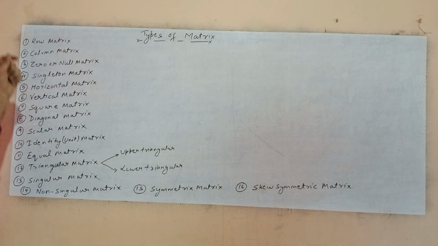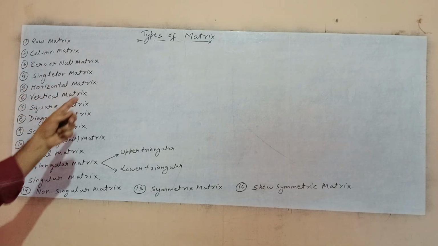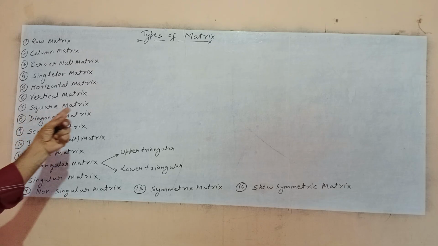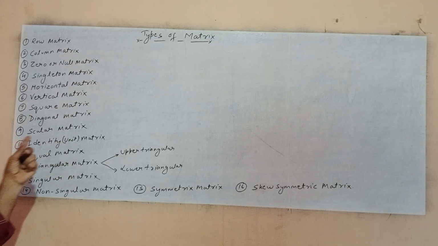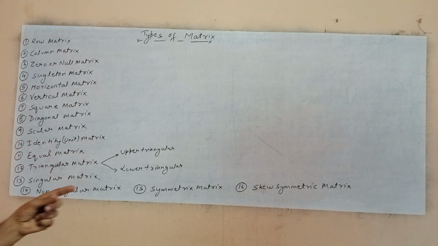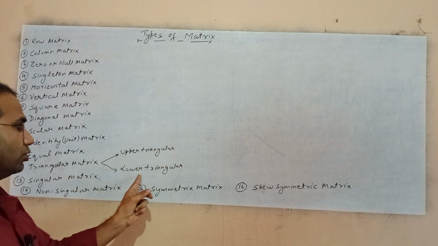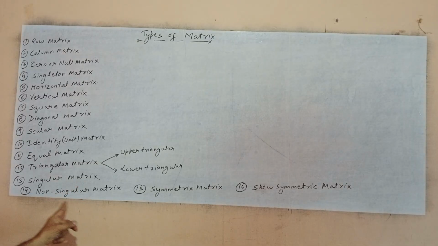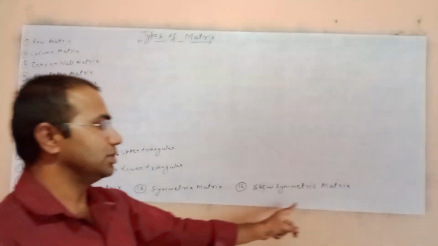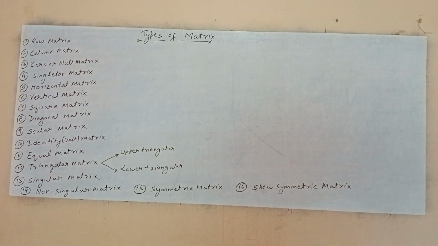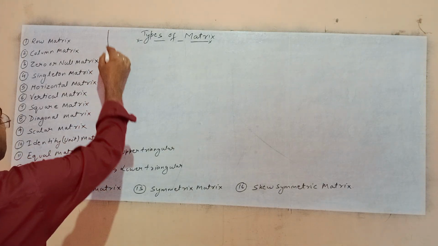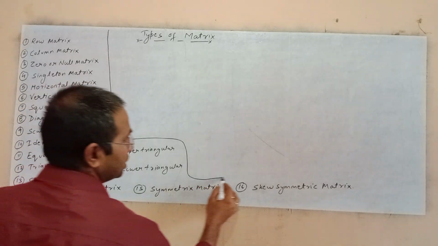See here, all types of matrix are written here: row matrix, column matrix, zero or null matrix, singleton matrix, horizontal matrix, vertical matrix, square matrix, diagonal matrix, scalar matrix, identity or unit matrix, equal matrix, triangular matrix, two types, upper triangular and lower triangular, singular matrix, non-singular matrix, symmetric matrix, skew-symmetric matrix. Okay, so we will discuss each type of matrix one by one. Let us start our discussion about the types of matrix.